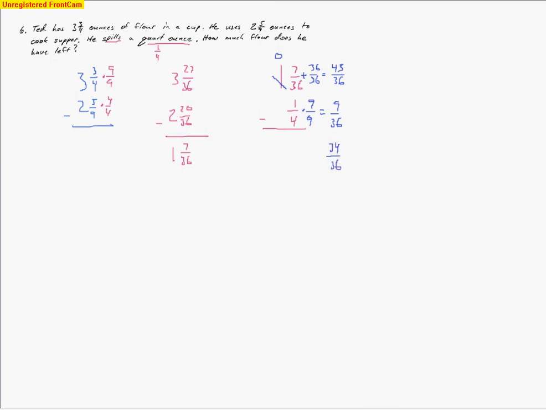Now, there's a common factor here, so let's go ahead and take that out. Divide it by 2, and I'm left with 17/36. I'm sorry, I forgot to divide the 36 by 2, so let's go ahead and fix that real quick. And when I divide 36 by 2, I end up with 18. So there it is, 17/18 ounces, or ounce, left over.